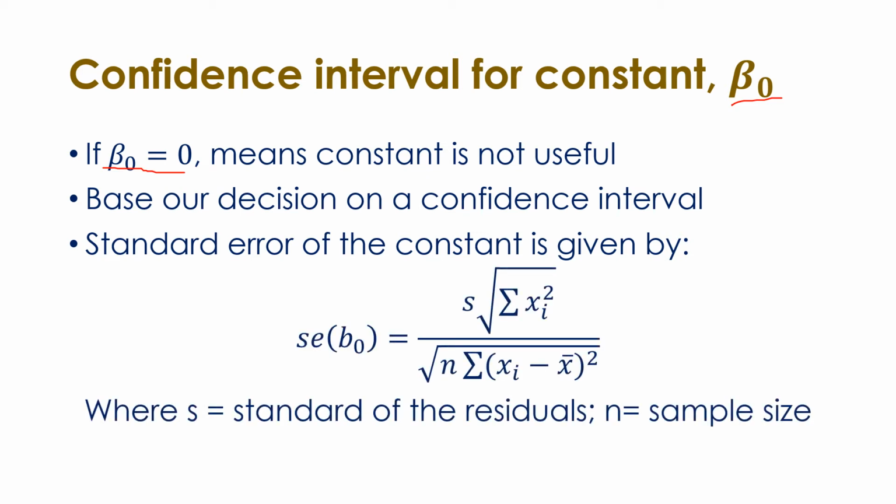Again, the proof is beyond our scope. The S here is the standard error of the residuals, which we have done in the previous slide. This is the sum of the squared values of the predictor, and this is the variance of the predictor variable, and this is the sample size. So now you use this formula to compute the standard error.